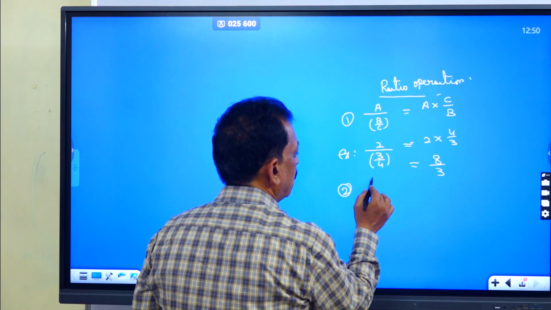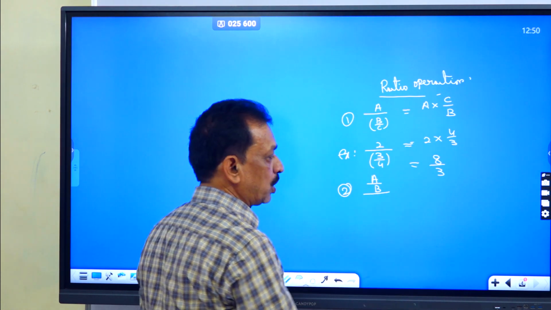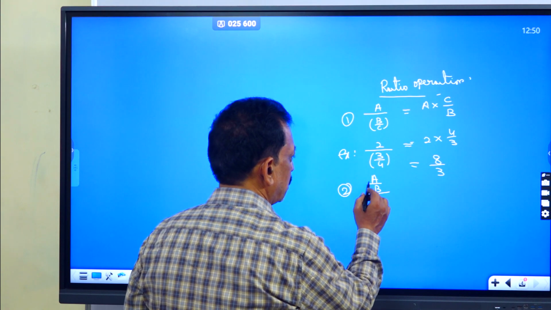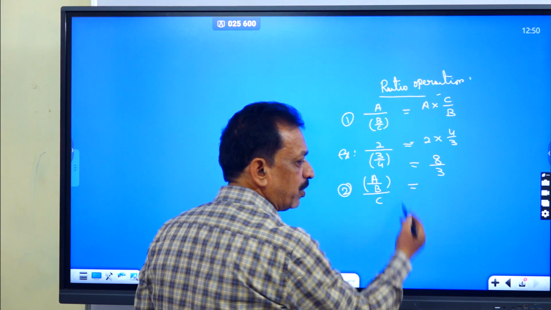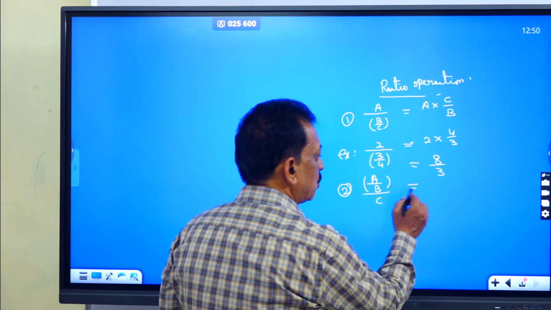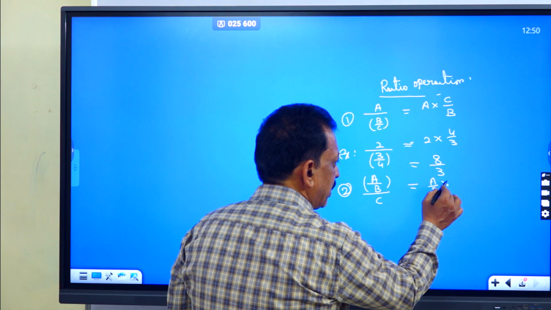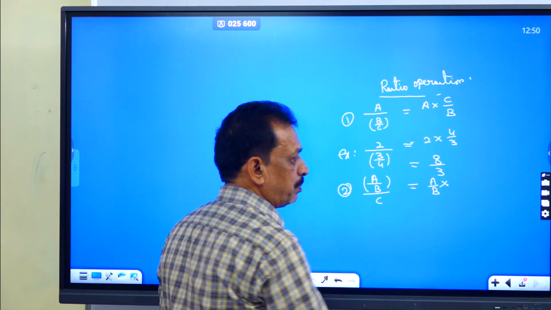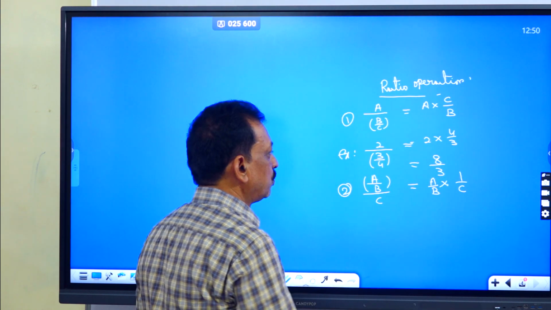Now second one, A by B. The numerator is a ratio, the denominator is a single term, no ratio, C there. They won't put brackets at all. We are keeping the bracket. In problem solving, they won't give any bracket, you have to do it yourself only. So the numerator won't change, A by B is there. But the denominator is single, no ratio, that means 1 by C. Once you know that A by B C, there is no problem.